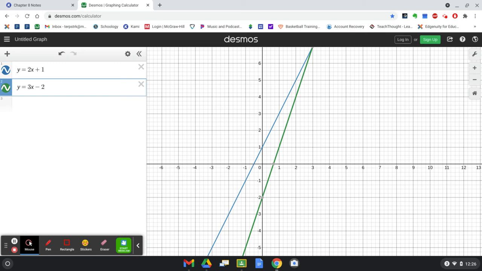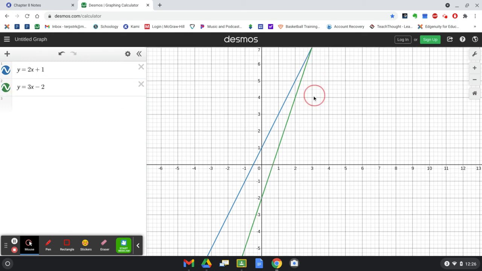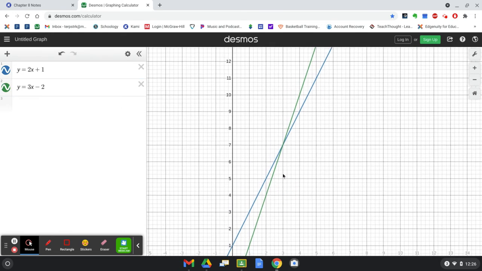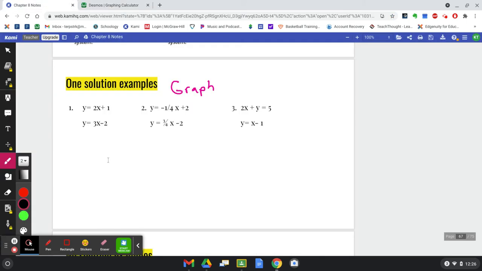And I can look on here, and I know going in that they have different slopes, so they're guaranteed to intersect somewhere. So if I scroll my graph, I can see that they intersect right at this point. And if I hover over that, it's when x is 3 and y is 7. So my solution would be 3, 7. Okay, so when x is 3, y is 7, and that's in both equations.